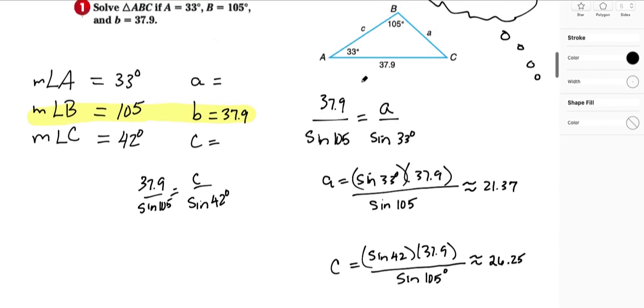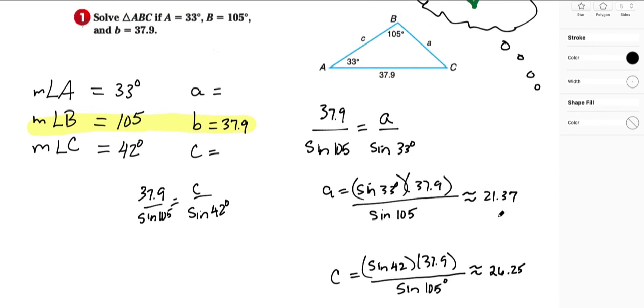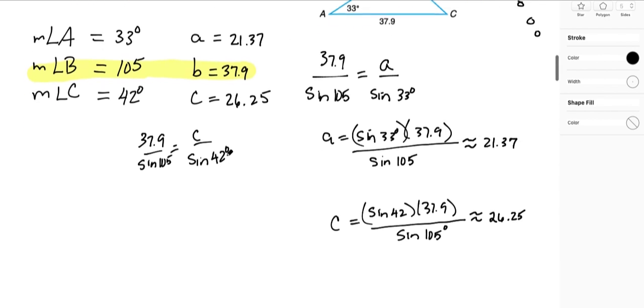So I've gotten these two answers with my calculator, and I like to look to make sure it makes sense. So for A, I have 21.37 approximately. And for C, I have 26.25. And it makes a certain sort of sense because I can just look here. This angle is smaller than this angle, 42 degrees, and therefore the side across from it should be smaller than the other side across from it. So I'm feeling confident and I'm moving on.